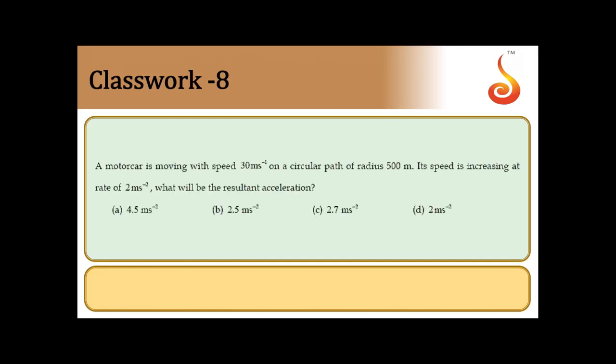A motor car is moving with speed of 30 meter per second on a circular path of radius 500 meter. Its speed is increasing at the rate of 2 meter per second square. What will be the resultant acceleration? So the car is moving in a circular path. Assume this is part of the circle.